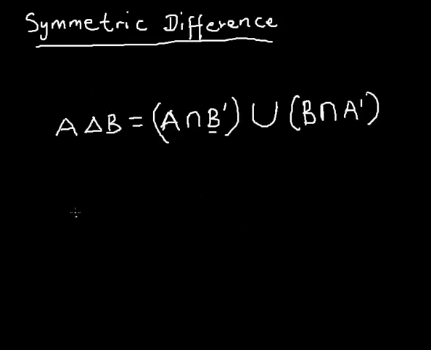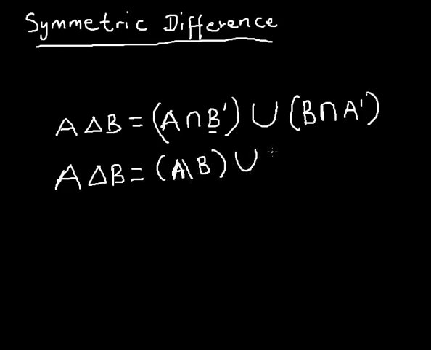Or put it this way, in terms of difference: A delta B is the set A, from which I take away B, then I do the union with the set B, from which I take away A. So A difference B union B difference A. That is the symmetric difference.